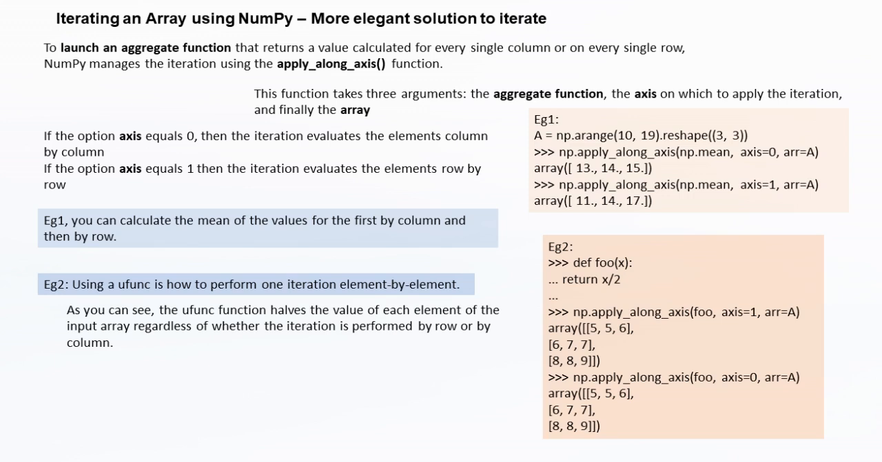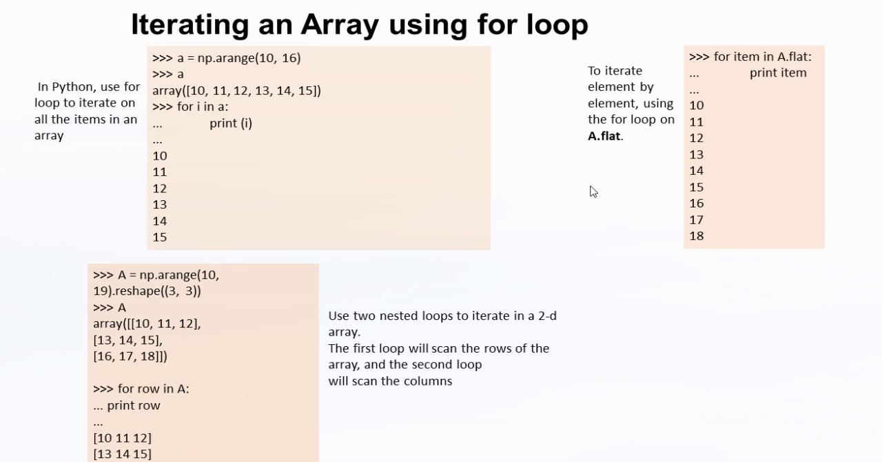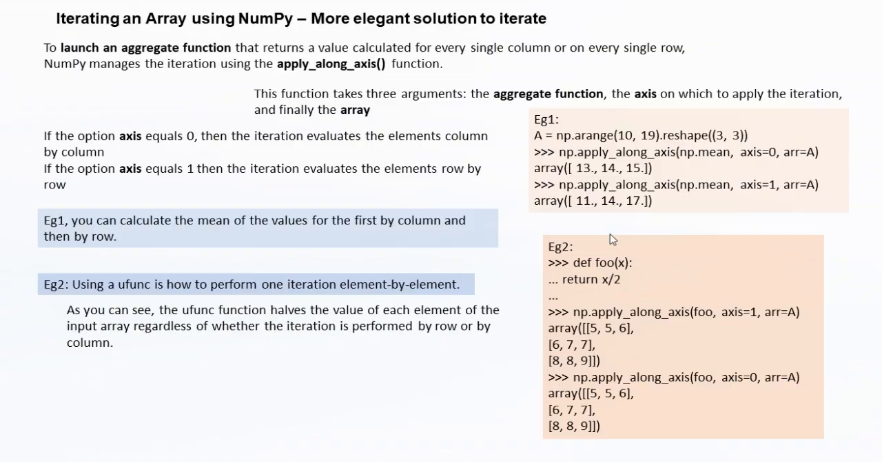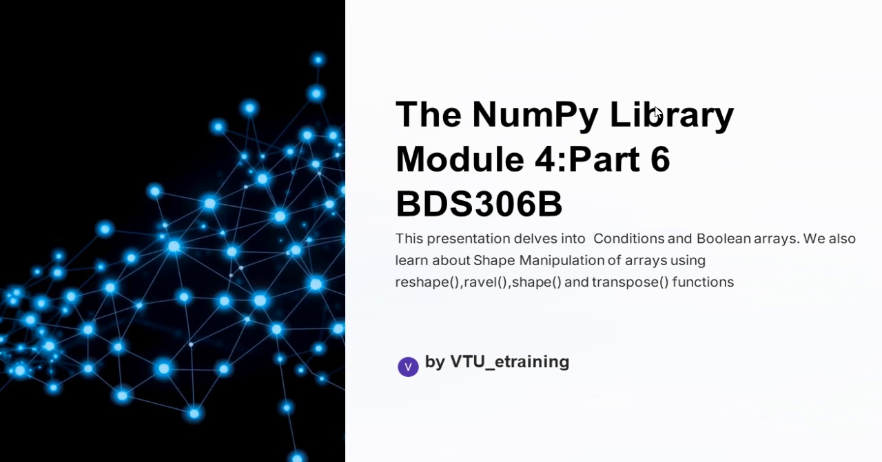So try all these examples in your system. And to just quickly revise, in this session we went through how we can iterate an array using a for loop, what is the functionality of dot flat, and how to iterate through a multidimensional array. We also saw the significance of the apply along axis function. In the next session we will discuss conditions and Boolean arrays. We will see how we can do shape manipulation of the arrays using the reshape function, ravel function, shape and transpose function. Thank you.